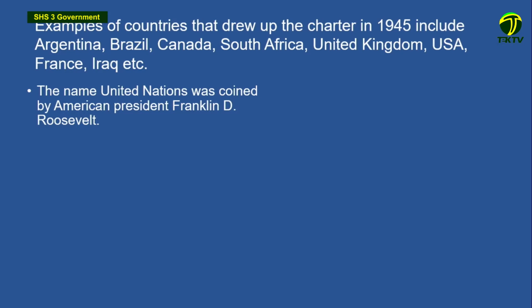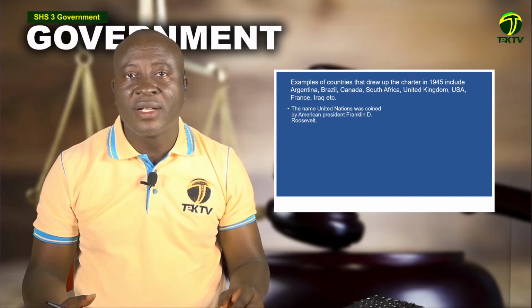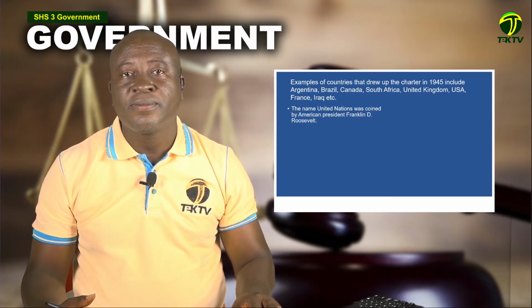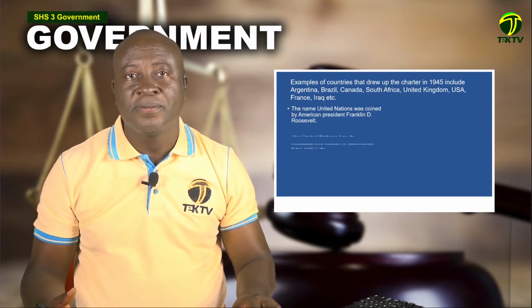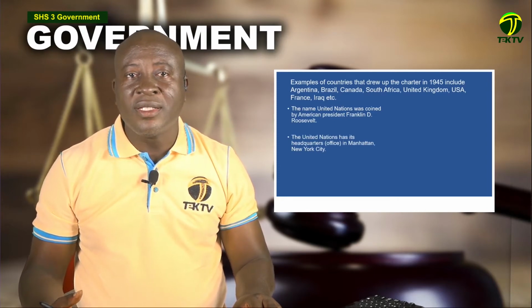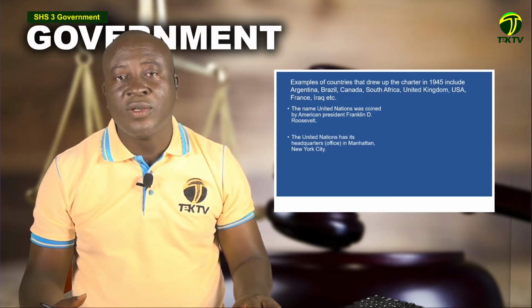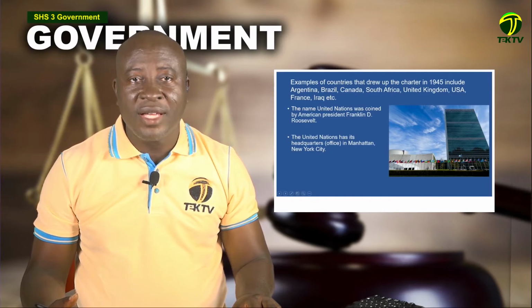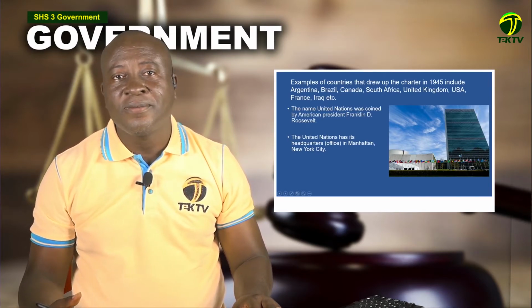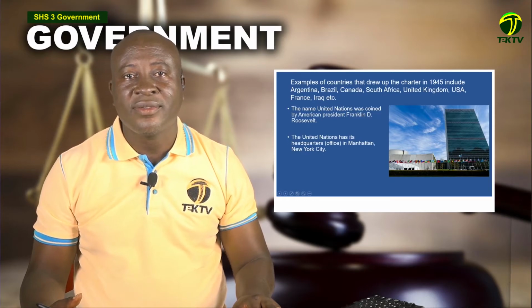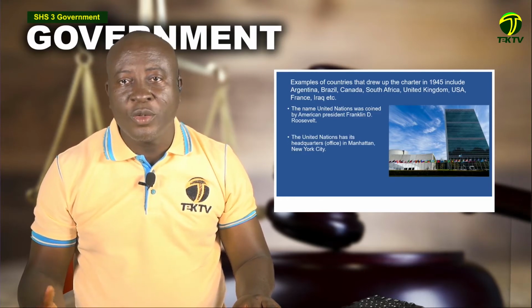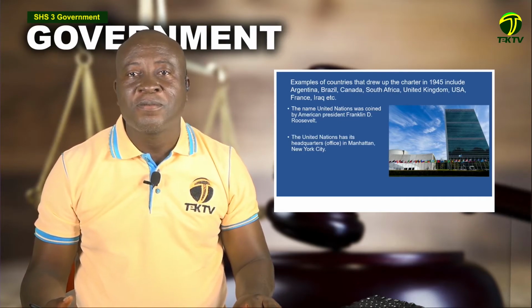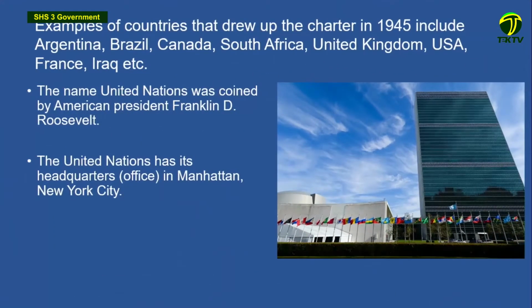The name United Nations itself was coined by the American President by then, Franklin Roosevelt. He came out with the name. The United Nations had its headquarters or office in New York. The United Nations, I take it again, has its headquarters or office in New York. That is the headquarters of the UN.